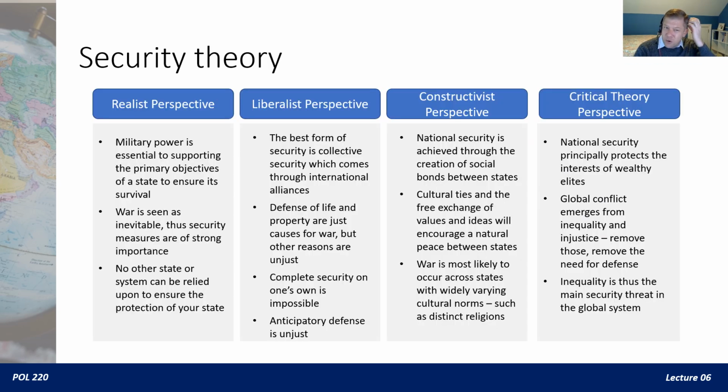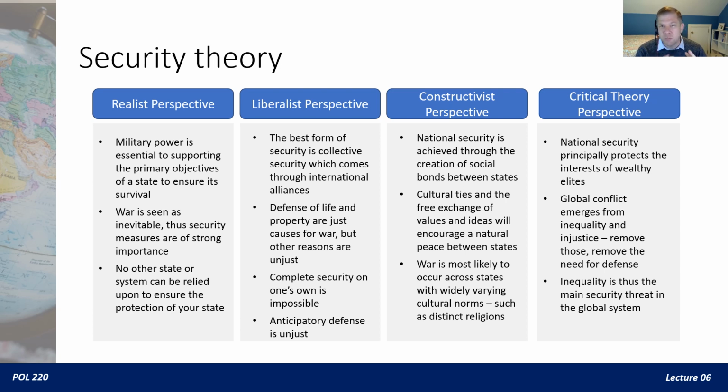So, as I mentioned, let's talk about security theory from the four main perspectives that we've covered here. And hopefully a lot of this will make sense given how I introduced it. So from the realist perspective, military power is seen as essential to supporting the primary objectives of a state to ensure its survival. You'll remember when we talked about the realist perspective, the survival of the state is the most important thing. And keeping our people safe is actually second to that as long as the government continues. War under this model is seen as inevitable. Thus, security measures are of strong importance, and so that's why realist government leaderships build large militaries. According to realists, no other state or system can be relied upon to ensure the protection of your state.